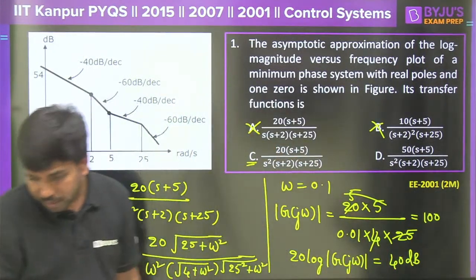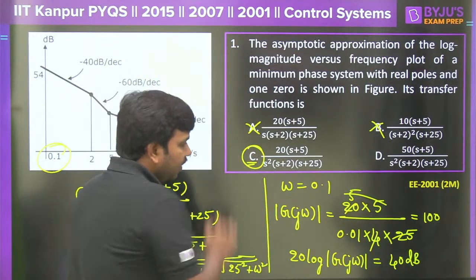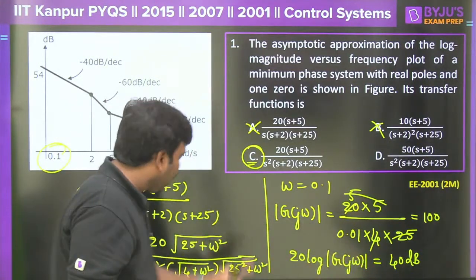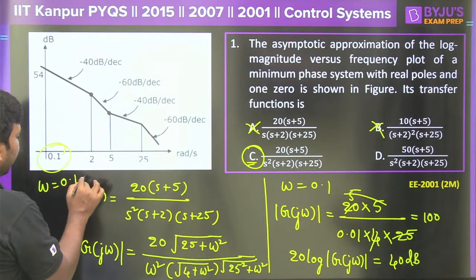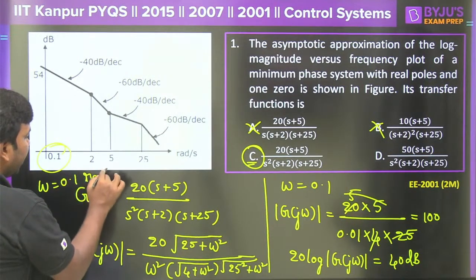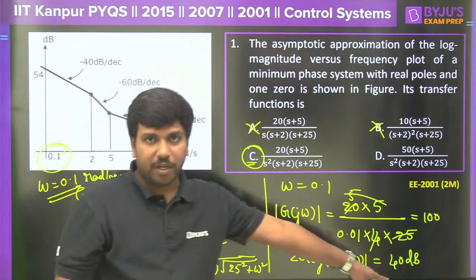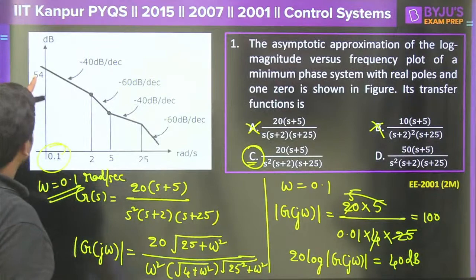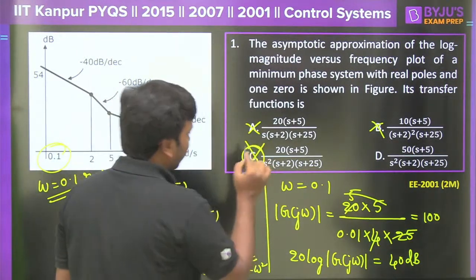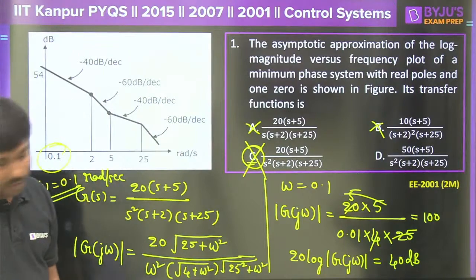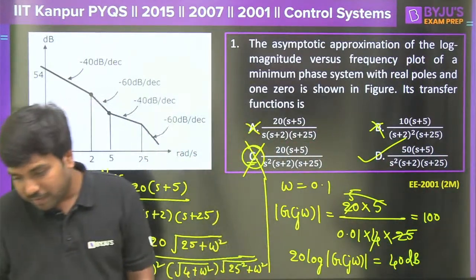40 dB. That means option C is saying that the gain when you substitute omega is equal to 0.1 radian per second, approximated as I have taken, is 40 dB. I agree that I have taken an approximation, but it is showing 40 dB at 0.1, correct? So option C is the wrong answer. Option C is the wrong answer means definitely option D is the correct answer, clear? Option D is the correct answer.